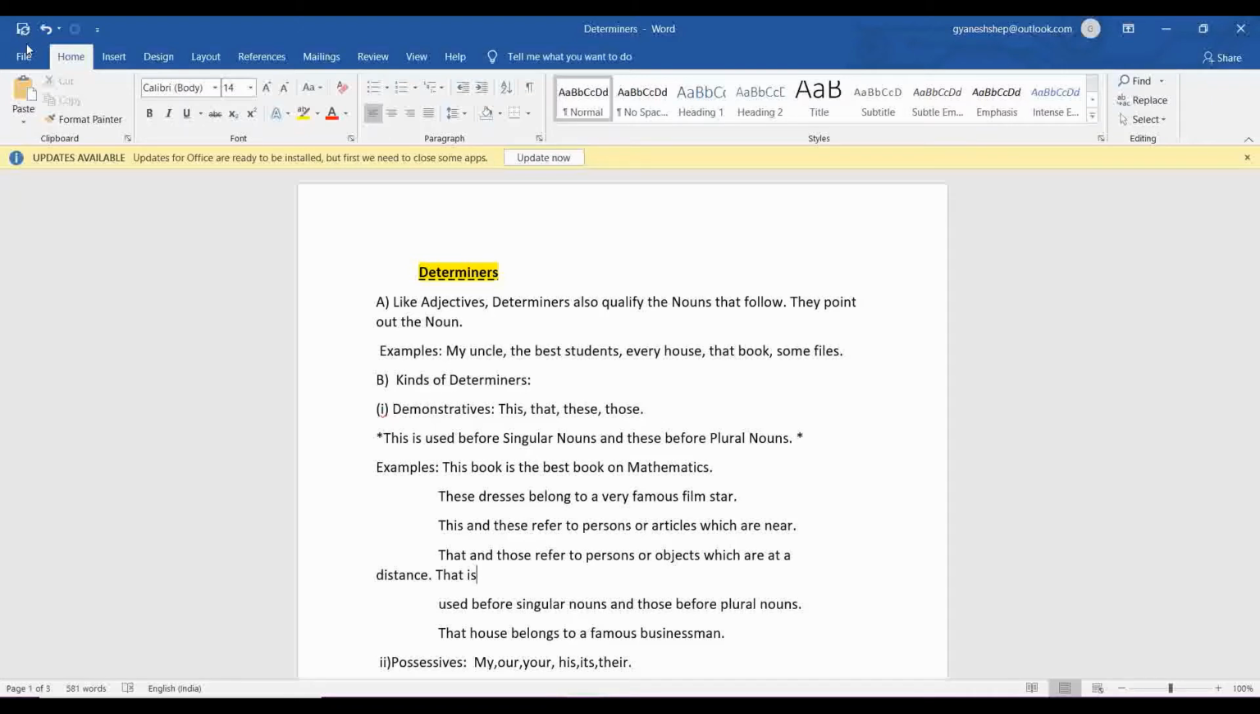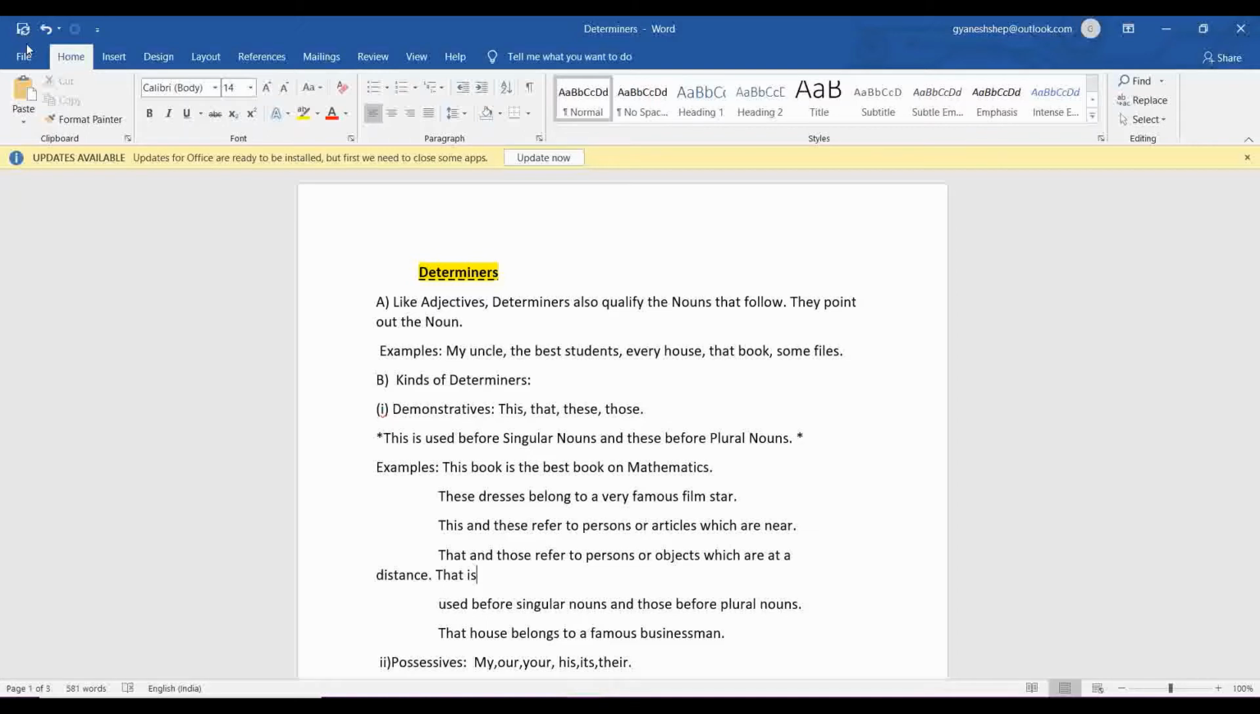Like adjectives, determiners also qualify the noun that follows. They point out the noun. What is the work of the determiner? To point out the noun, okay, in simple language. For example, my uncle, the best student, every house, that book, some files. These are a few examples of determiners.